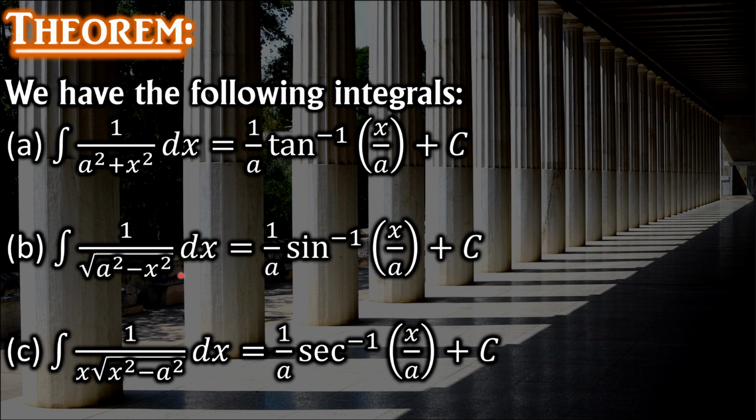And the same goes for arcsine if I see a squared minus x squared under a square root, or arcsecant if I see it like this. I want to point out that a does not have to be a perfect square. So if I saw like 1 over 3 plus x squared, I would write that as 1 over the square root of 3 arctangent of x over the square root of 3.